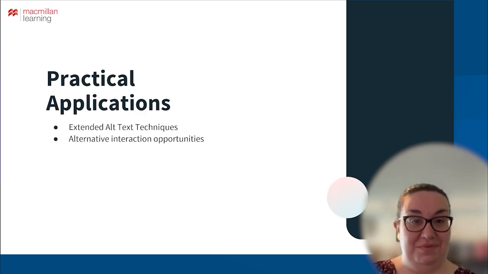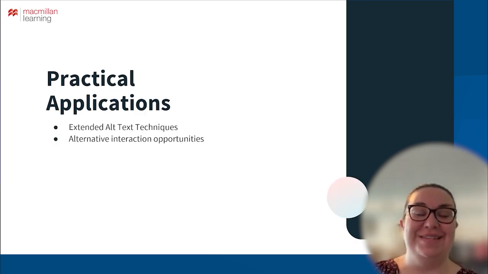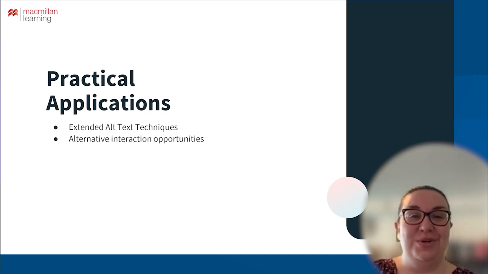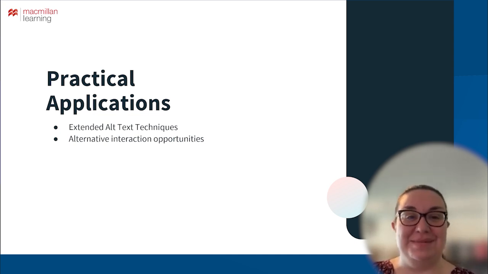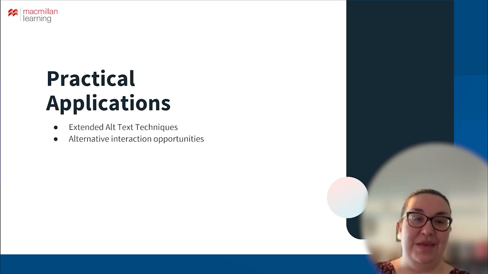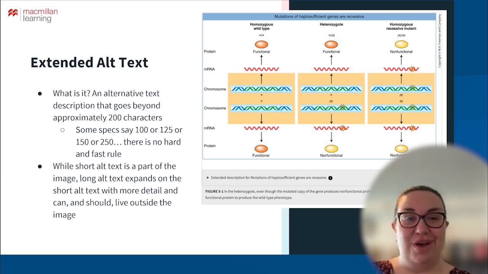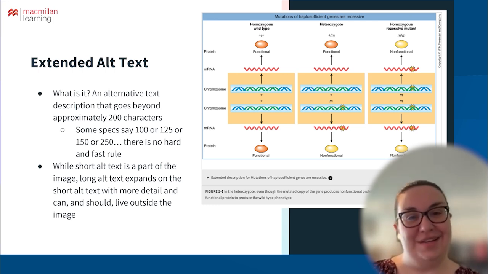With that very brief introduction to UDL, I'm going to dive into 2 practical examples that we've used in STEM in order to make materials more accessible to a variety of readers. The first is about extended alternative text techniques and is the relatively simpler application of the 2. The second is slightly more complex, but uses the same principles. That will be integrating alternative interactions with STEM concepts.